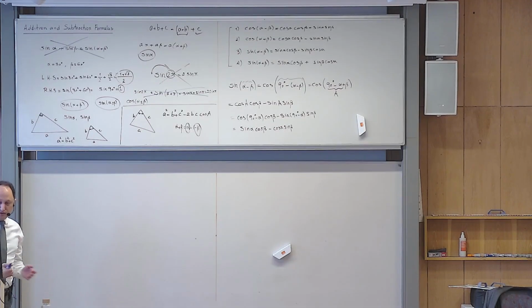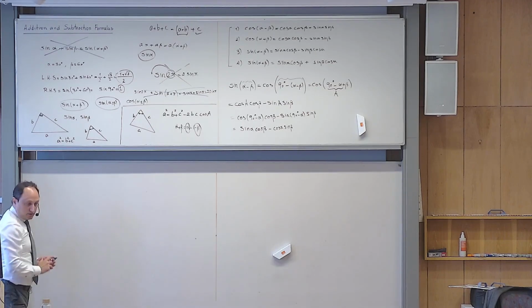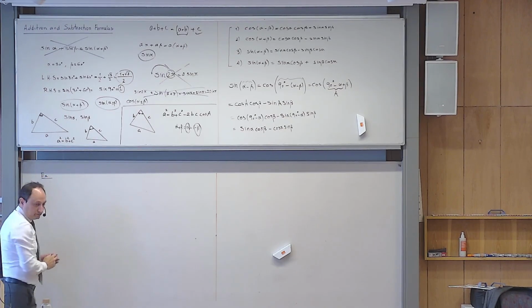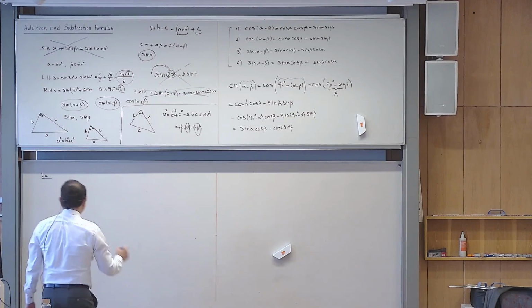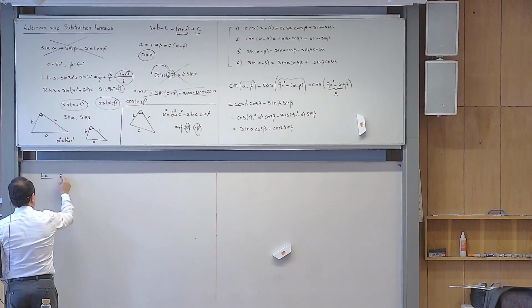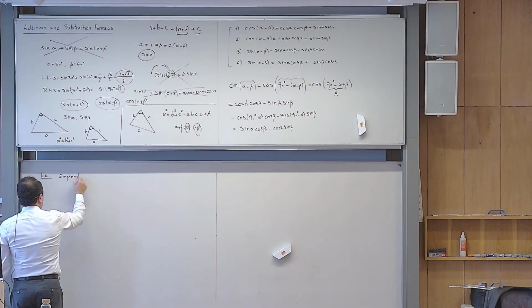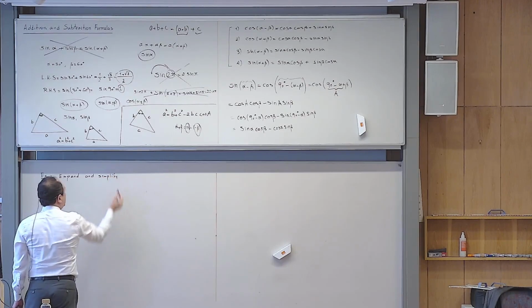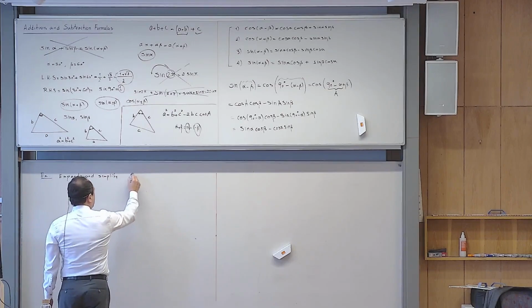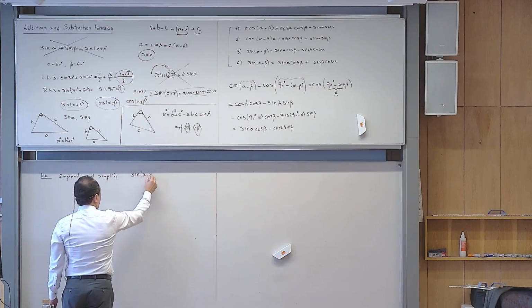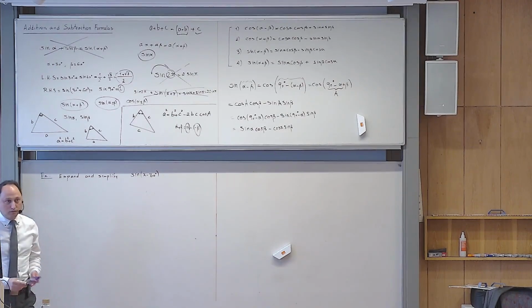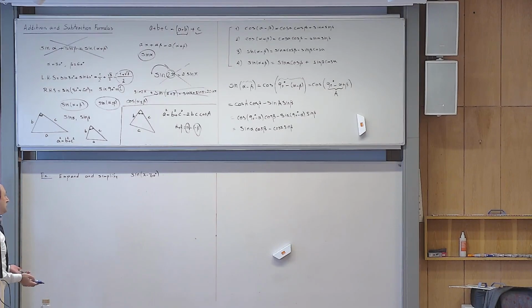So they have asked you to expand and simplify this expression. Okay, so let me write example. Expand and simplify. This is an E-level question, okay? Simplify sine of x minus 30 degrees. Yes? Okay, so you already know what to do, hopefully, yes?